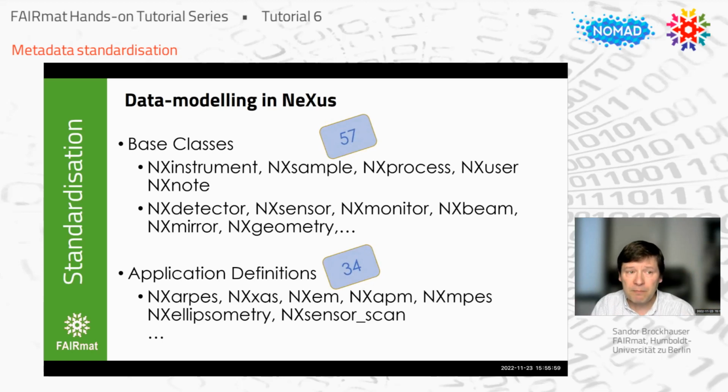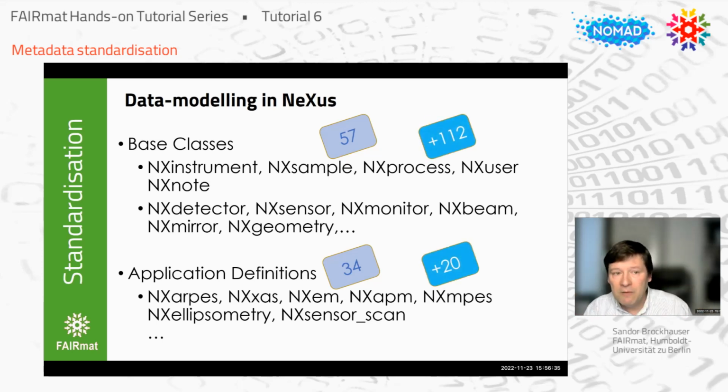Indeed, we have 57 base classes available, 57 concepts which you can use, and 34 application definitions. That's already quite some. But I would also like to highlight that since FAIRmat joined the NeXus community, in 1 year, we added a lot more. So now if you check what's available in the contributed definitions, which was just recently added, you can see we've got 112 new base classes, and we've got 20 more application definitions.